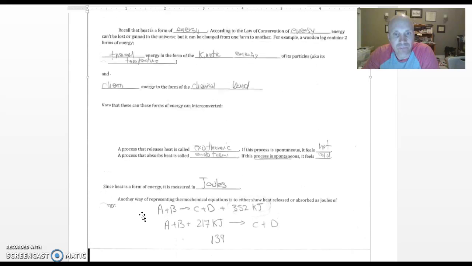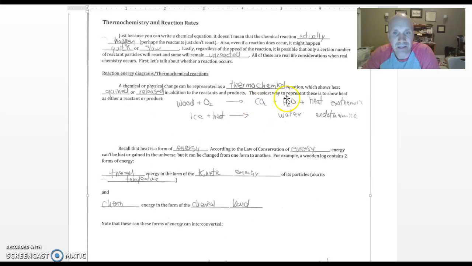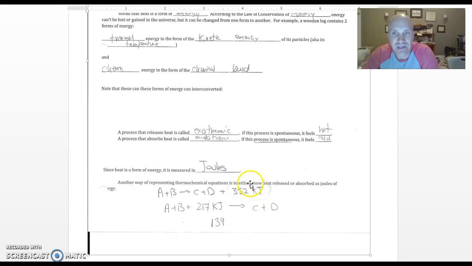As I mentioned before, there's several ways that you can represent a thermochemical reaction, or a thermochemical equation. The first one was where we just mentioned heat. The second one is going to show the heat by the exact amount of joules or kilojoules that it is.